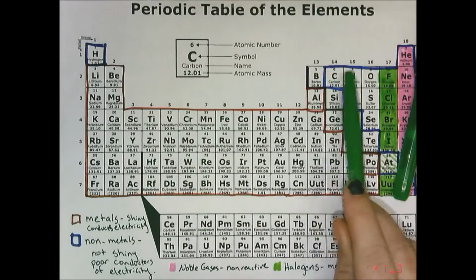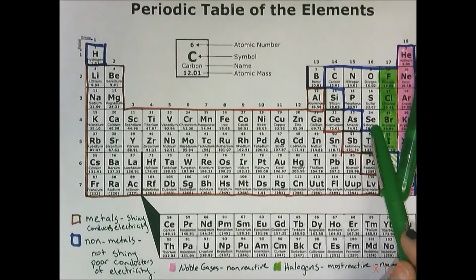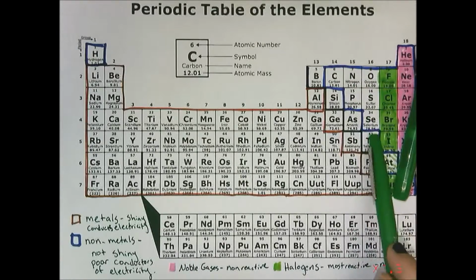are going to include carbon, nitrogen, oxygen, phosphorus, sulfur, and selenium. And so we're just going to leave those white. They're nonmetals. They just fall in the other category. A lot of these are just around us all the time.